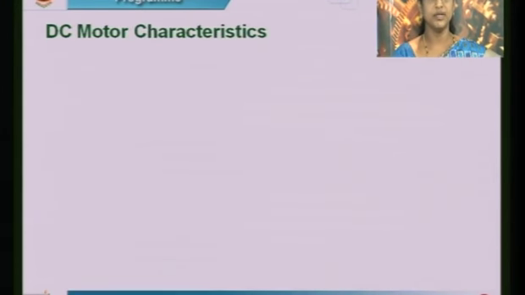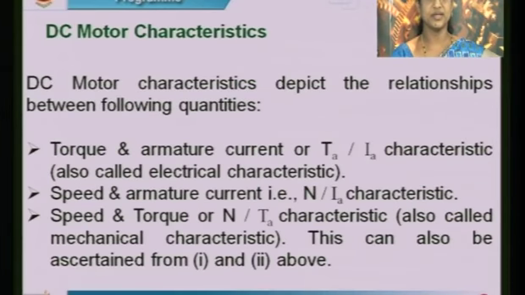Mainly you have three types of characteristics: torque and armature current characteristic, which is called the electrical characteristic; speed and armature current characteristic, that is speed versus armature current; and then speed versus torque characteristic, which is called the mechanical characteristic. We know that by combining 1 and 2 we can get this mechanical characteristic.